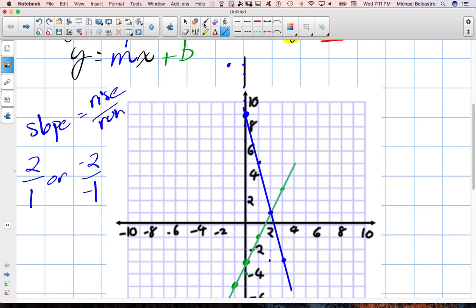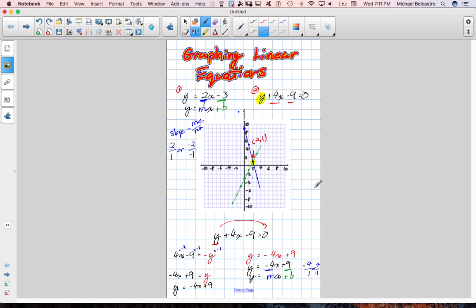So it looks like, again we're estimating, but it looks like the point of intersection here is going to be the x value 2 and the y value 1. So it looks like 2, 1 is where these two lines intersect each other. We can be a lot more accurate if we decide to go through elimination or substitution to double check that, but from the view, that's what it looks like it's going to be.